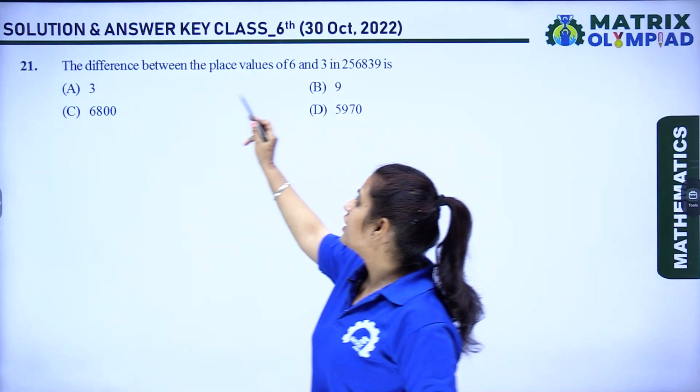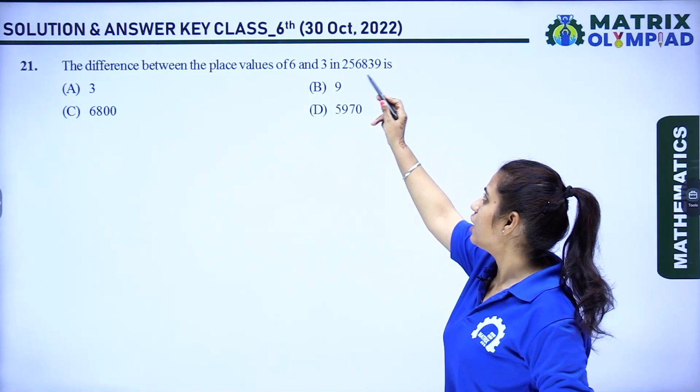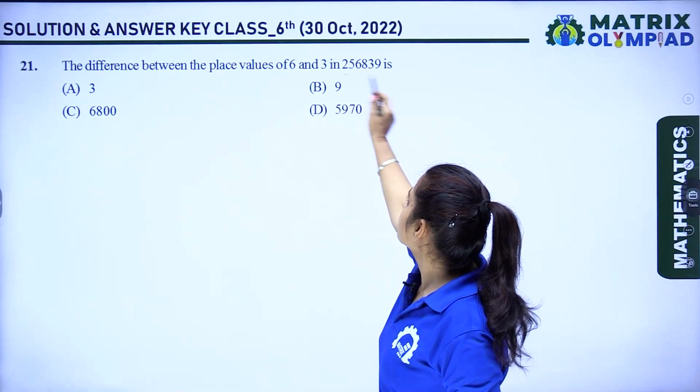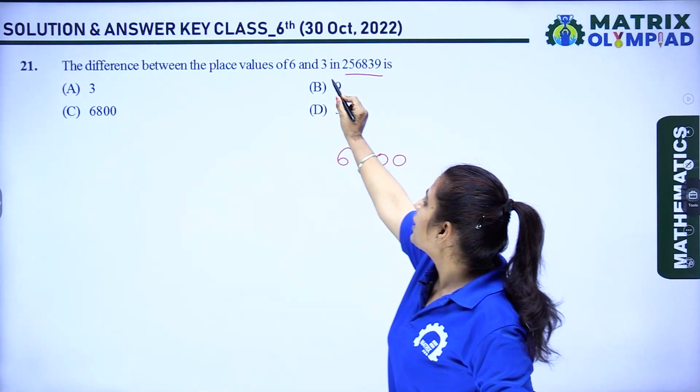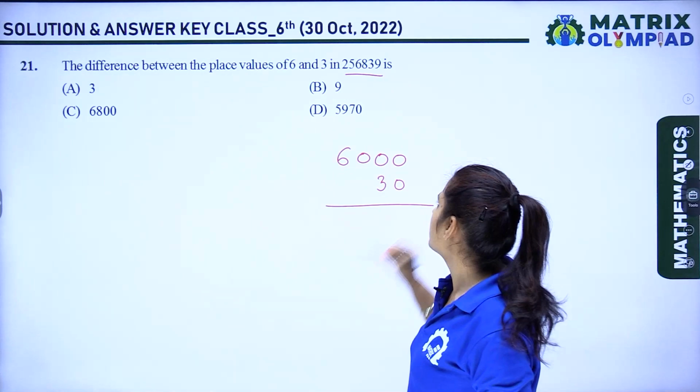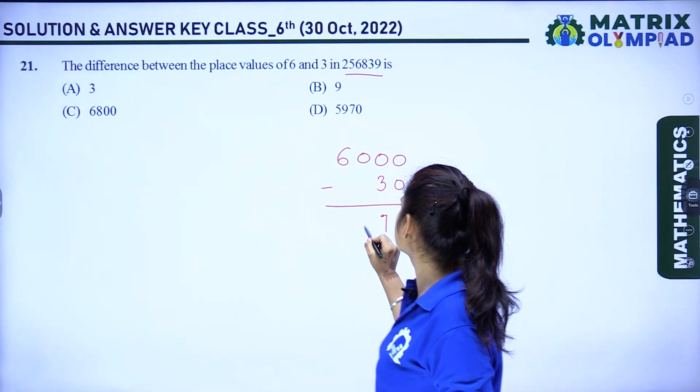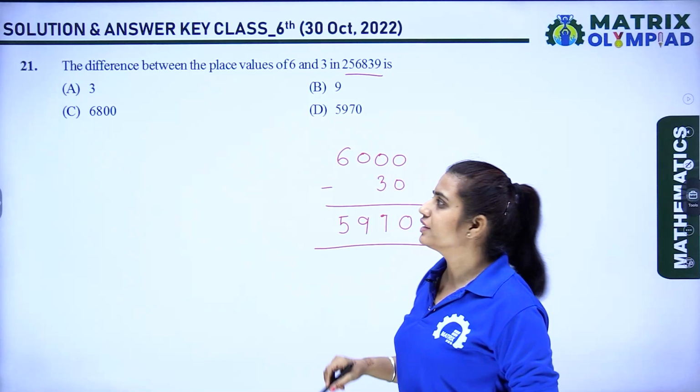The difference between the place values of 6 and 3 in 256,839 is. Now we have to find out the difference between these two numbers. The place value of 6 in this number is 6,000, and the place value of 3 in this number is 30. Now the difference between these two numbers is 5970. So according to the options, option D is the correct answer.